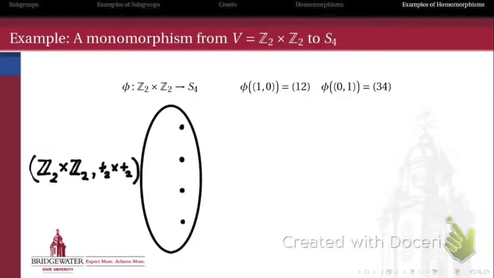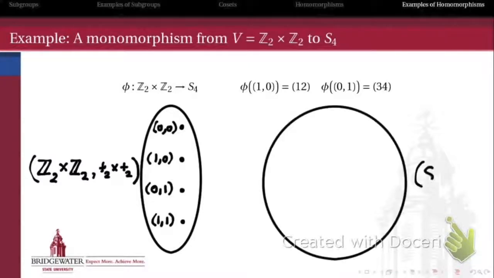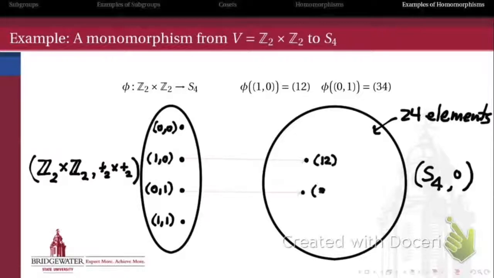So the first thing we have to ask is, in what sense does this actually define a homomorphism? Because I've only said what it does to 2 elements of the Klein 4 group on the left, when in fact there are 4 elements that I have to figure out what happens to. So we've said 1, 0 goes to 1, 2, and 0, 1 goes to 3, 4. Is this enough information to define a homomorphism into S4?